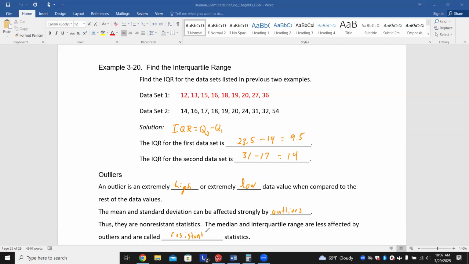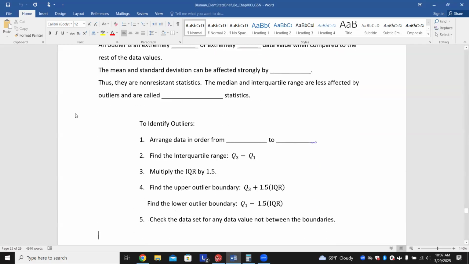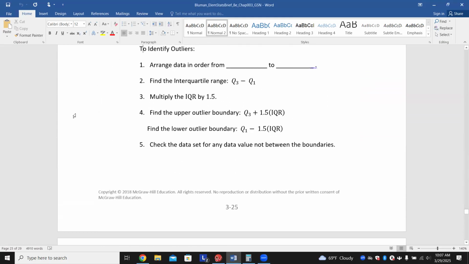All righty, so there we go. Let's review all of the things we've seen so far. To identify outliers, we're going to arrange the data in order from the highest to the lowest. Doesn't really matter, you can actually go lowest to highest, because that's exactly what we did in the rest of it. 2, we're going to find the IQR, which again is Q3 minus Q1.